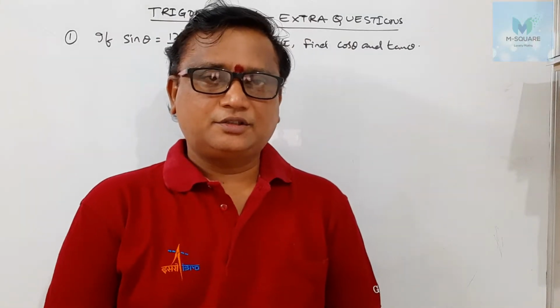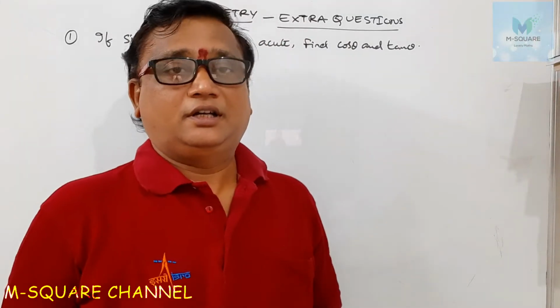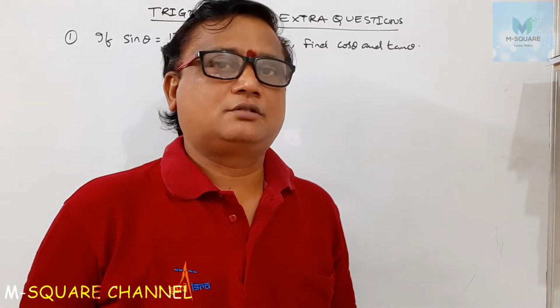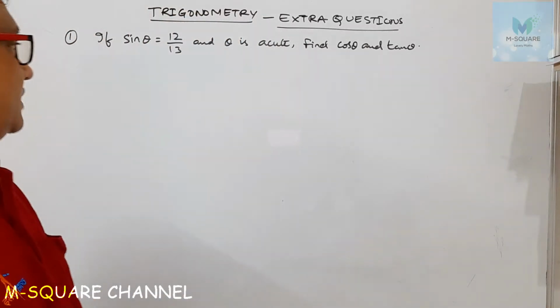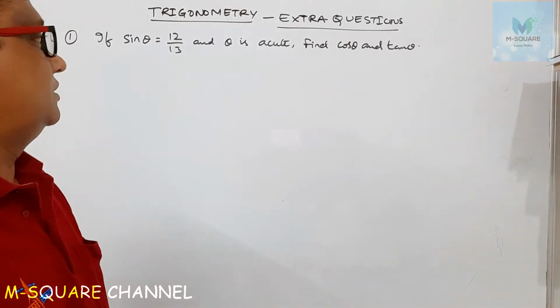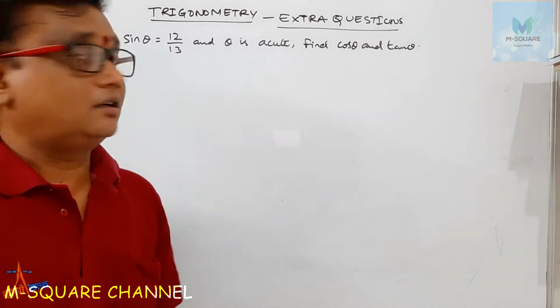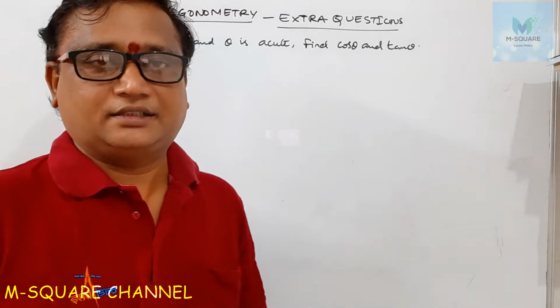Hi, in this video session I am going to explain extra questions in trigonometry. The first question is like this: if sine theta equals 12 by 13 and theta is acute, find cos theta and tan theta.